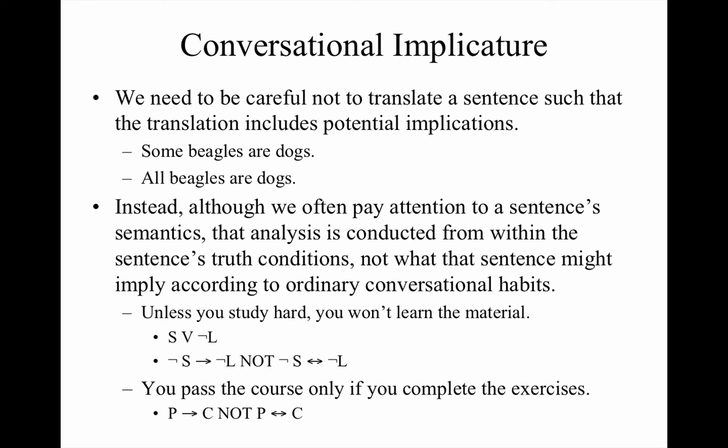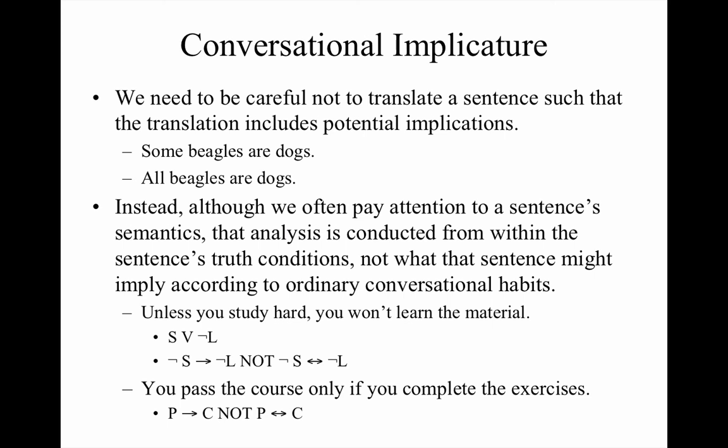So think about it this way. When you are looking at the sentence's truth conditions, you are conducting your analysis from that standpoint, not from what that sentence might imply when we're in ordinary conversation. So the sentence, unless you study hard, you won't learn the material, is either it's S or it's not L, which is to say, in terms of truth functional equivalence, if not S, then not L, which is not the same as asserting the two-way conditional, that not studying is a necessary and sufficient condition for not learning. And that's sometimes what we imply when we say, unless you study hard, you won't learn.